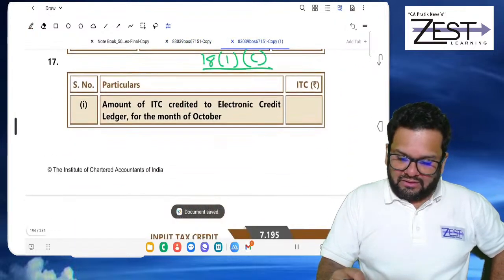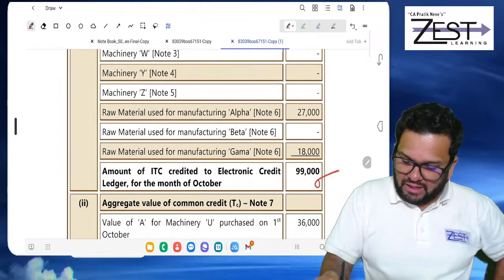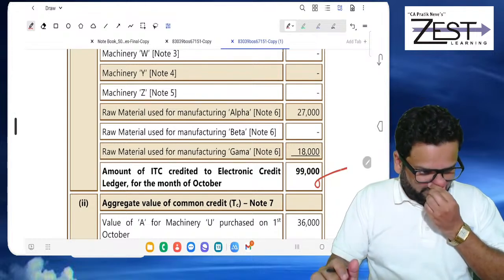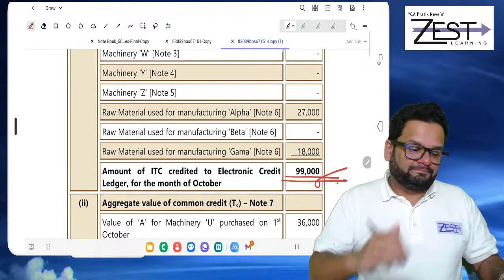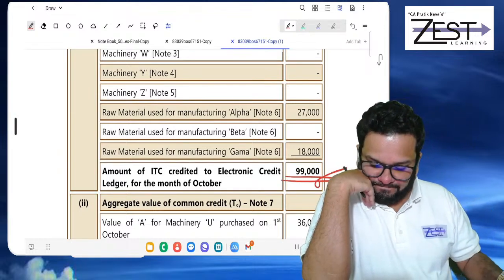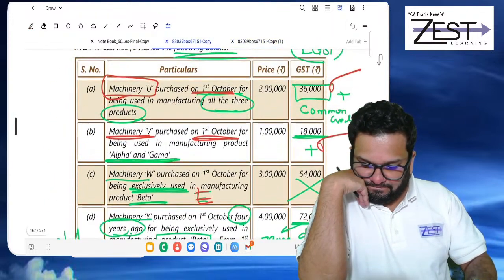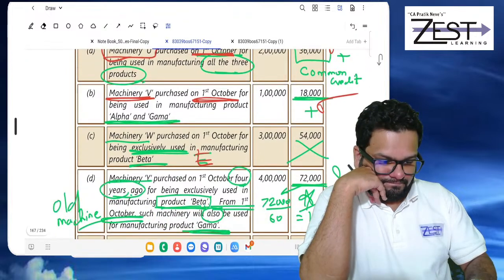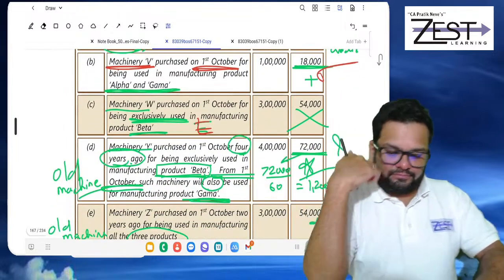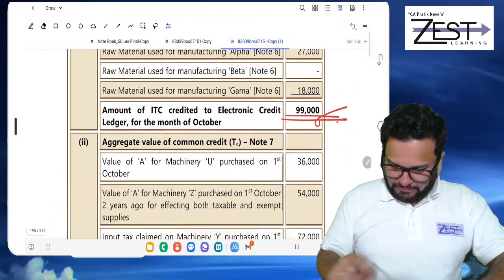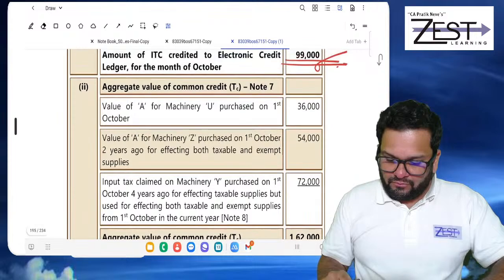Are you all getting 99,000? Ashima and Mahalakshmi ji, are you getting 99,000? Wonderful. Wonderful. Now what you do, take total of all which all.